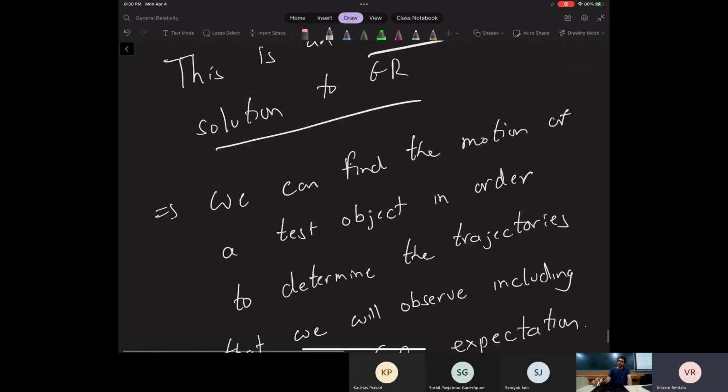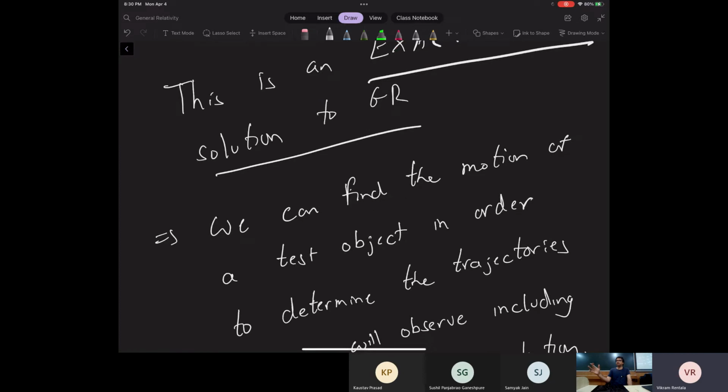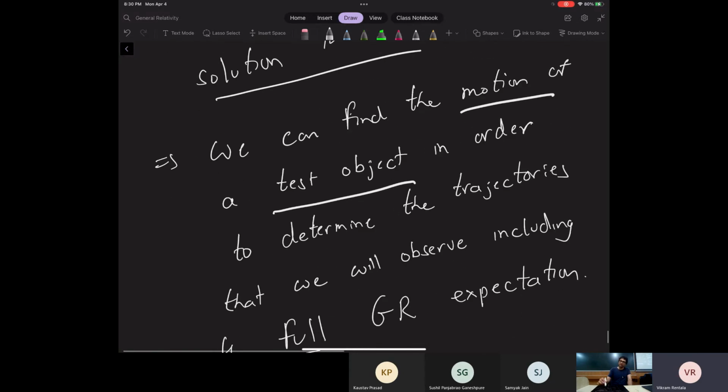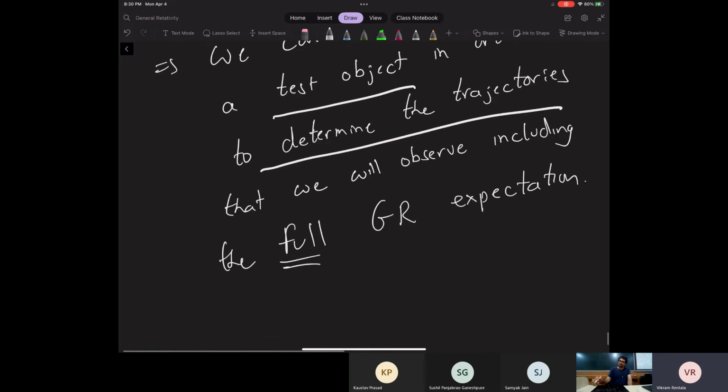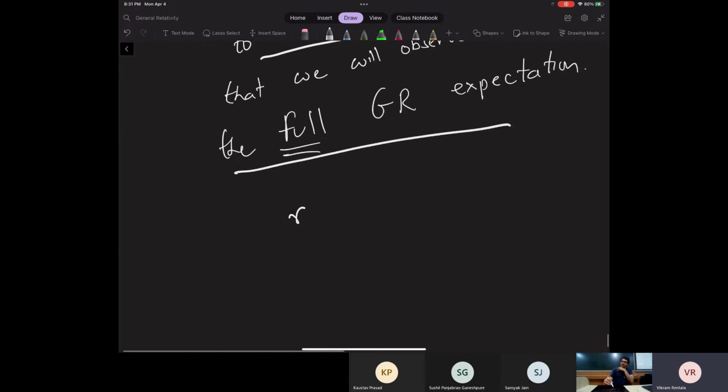With this exact solution, now that you know the metric, you can find the motion of some test object in this metric in order to determine the trajectories. This will give you the full general relativity prediction of what should happen for a spherically symmetric object. The sun is approximately spherically symmetric, so we'll get an exact solution. In the weak field limit, that is if r is much, much greater than 2GM, we've seen that you get back Newton's laws.